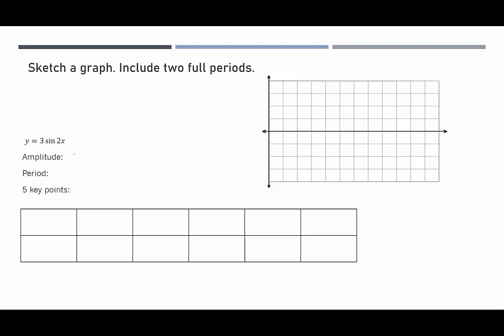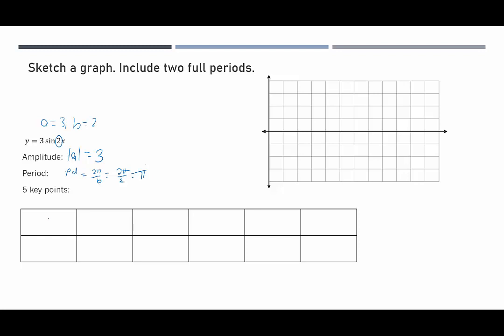The amplitude here, remember the amplitude, that's the absolute value of a, which in this case is the absolute value of 3, which is 3. To figure out the period, we do period equals 2 pi divided by b. Well, in this case, here's our b, right? So we have a is 3 and b is 2. So we would do 2 pi divided by 2, and we end up with pi. So this time 1 full period will end at pi.